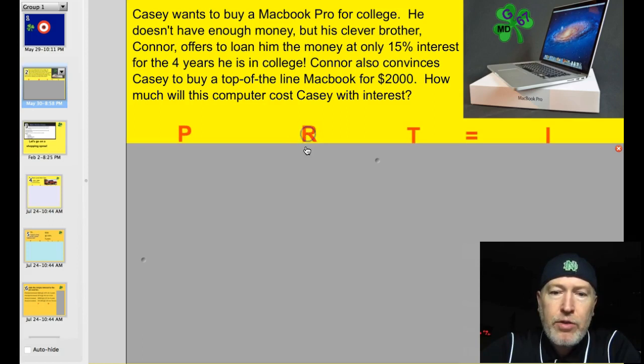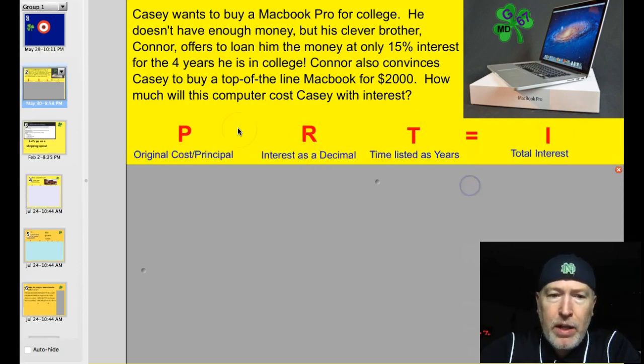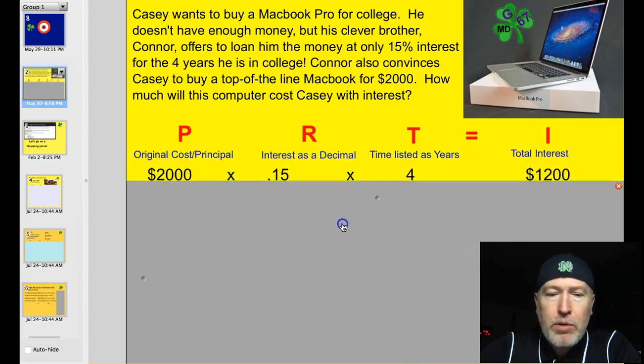To calculate interest, you need to know this formula: the principal times the rate times the time is equal to the interest. Let's look at that more carefully. The principal is the amount that something costs or that you borrow or invest, and the rate is the interest as a decimal. T is for time in years, and I is the total interest. Still seems a little confusing? Let's put some numbers in.